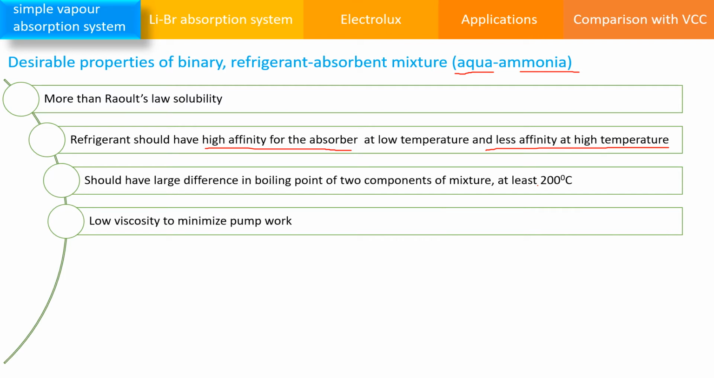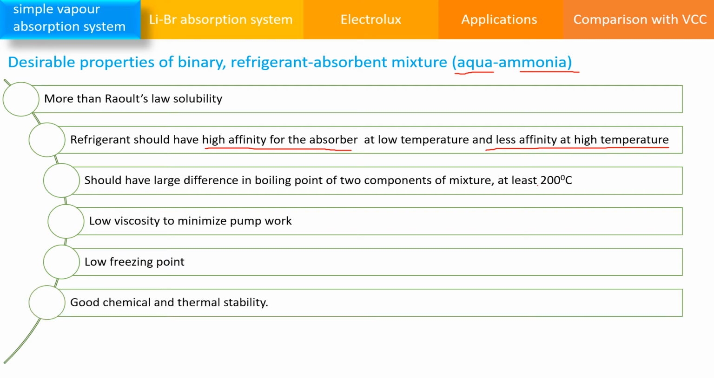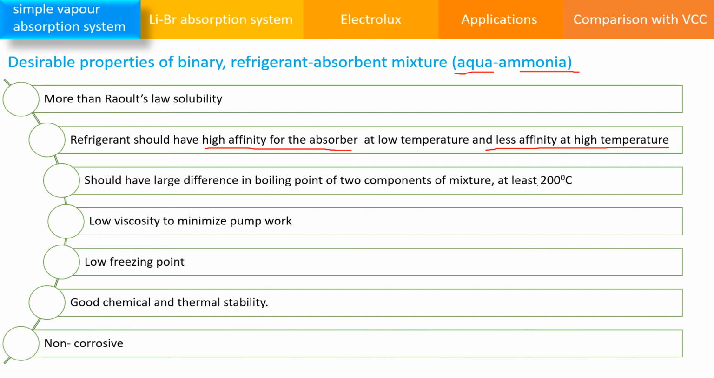Then the solution must have low viscosity to minimize the pump work. If there is a refrigerant absorbent solution which is very viscous, then the pump will have to work more and will consume more electricity. It should have a low freezing point, so it should not freeze inside the system, thus causing damage to the system. And it should have good chemical and thermal stability. It should not corrode or erode any parts of the refrigeration system. It should be non-corrosive.